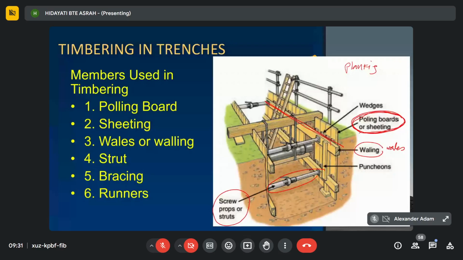So it can be wood, it can be steel, depending lah on the type of material used to produce the strut. But the function of the strut is to support the two walls of the trench, to maintain a certain distance between the wallings. So struts will support the wall, and also maintain a distance between these two wallings. Bracing: this picture does not show the bracing. Bracing is usually diagonal bracing.